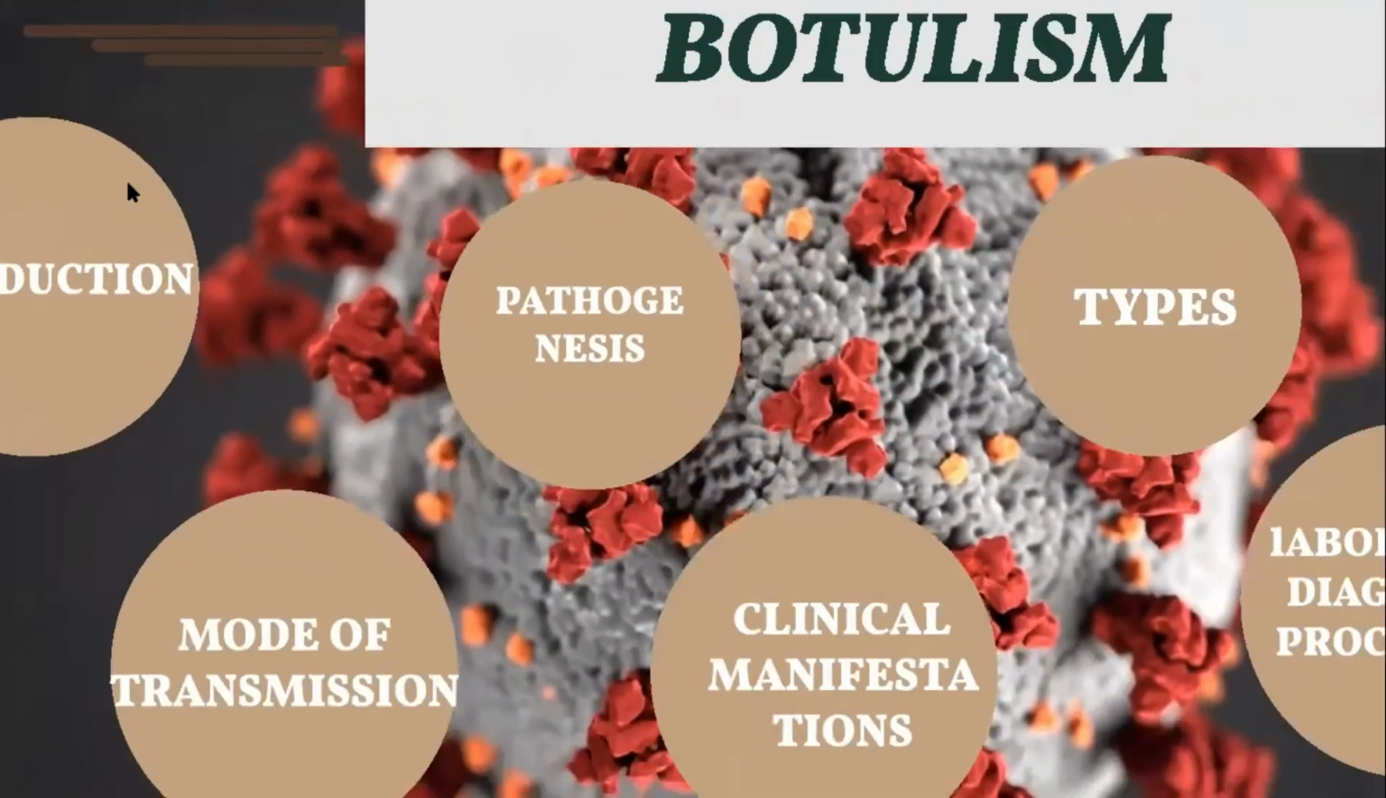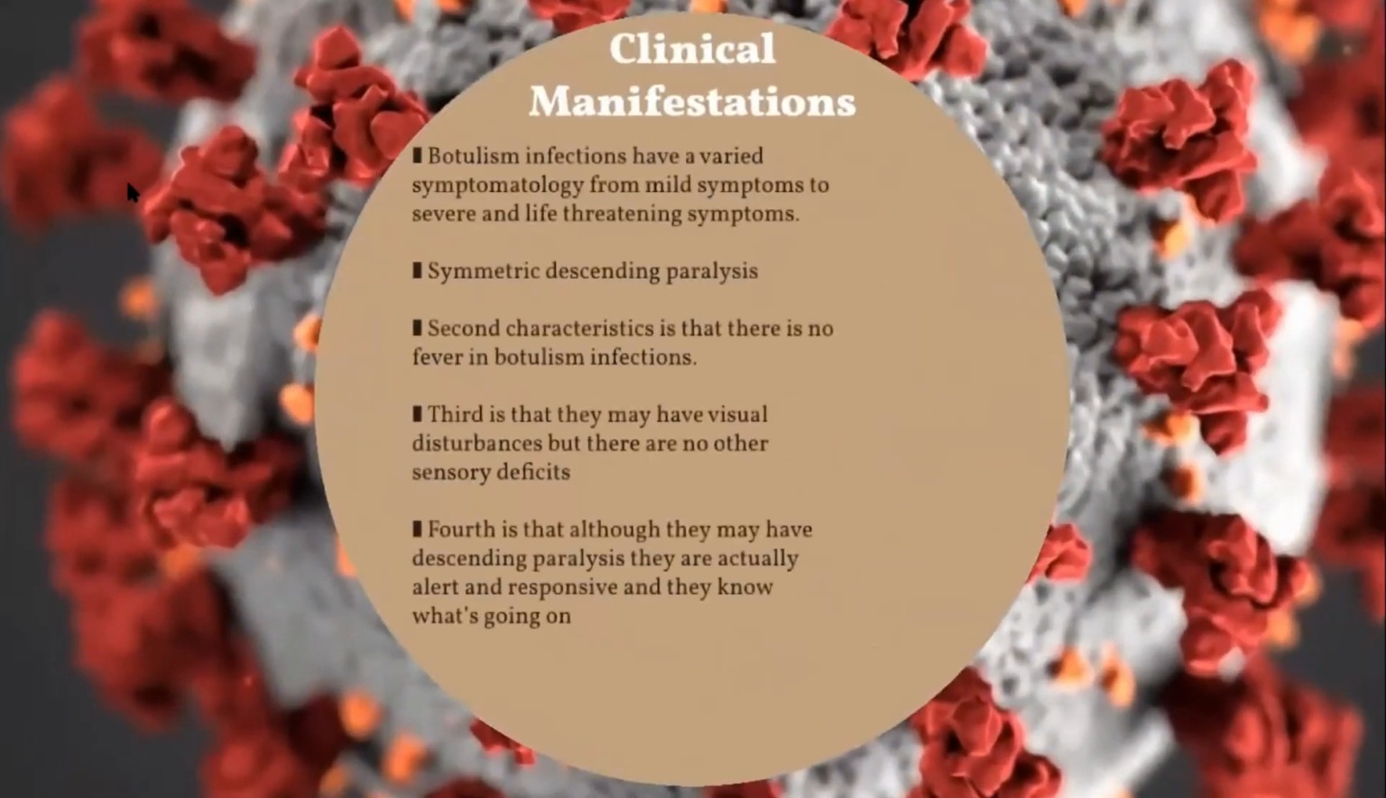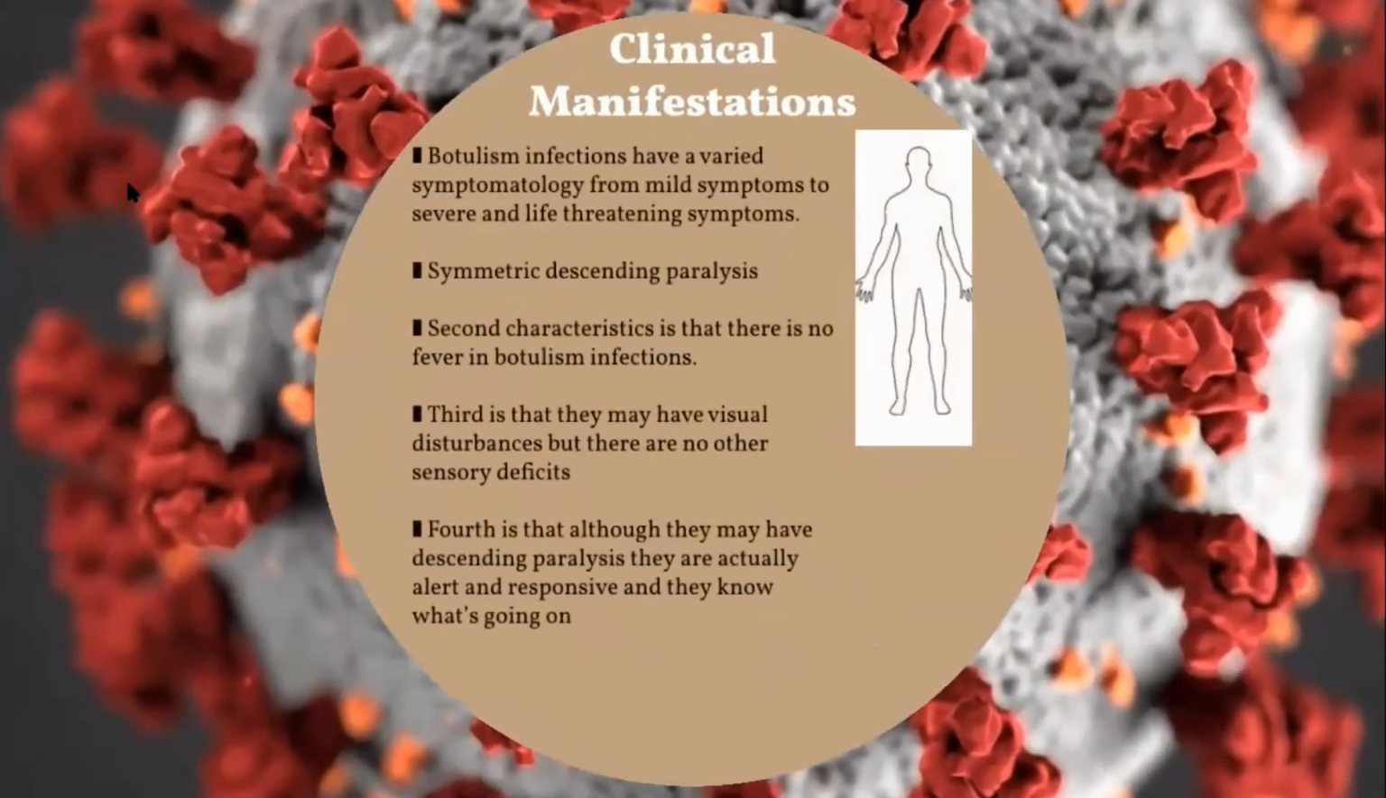Now, let's move on to the clinical manifestation of botulism. So, botulism infections have a varied symptomatology, from mild symptoms to severe and life-threatening symptoms. All three types of botulism have characteristics in common, which is that they all have symmetric descending paralysis, which means it affects both sides of the body and starts from the head and goes down toward the toes.